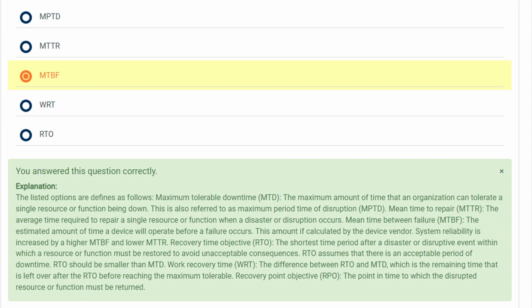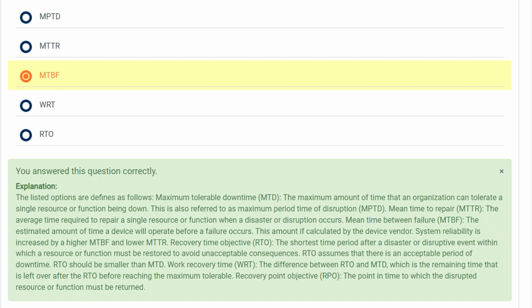The maximum tolerable downtime, or MTD, is the maximum amount of time that an organization can tolerate a single resource or function being down. This is also referred to as maximum period time of disruption, or MPTD. The mean time to repair, or MTTR, is the average time required to repair a single resource or function when a disaster or disruption occurs.